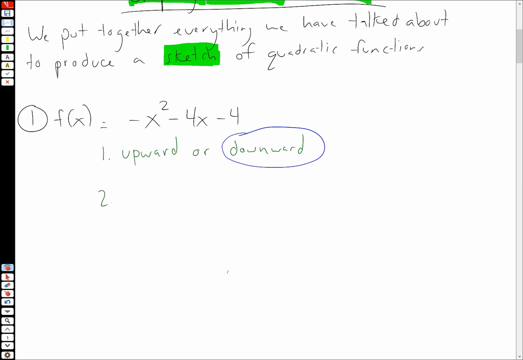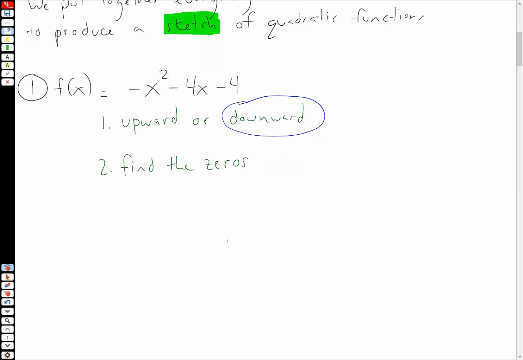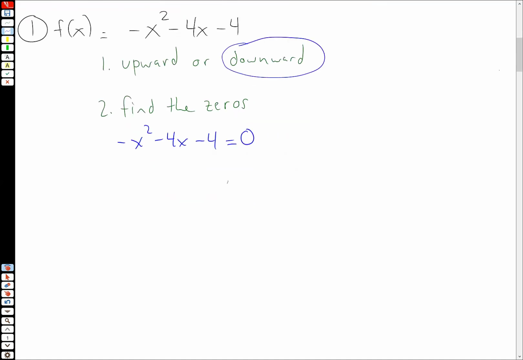2, find the zeros. Finding the zeros will give you a nice point to graph, or an easier point to graph. Now, how do we find zeros? Remember, you take your quadratic equation and you set it equal to 0. Now, what I recommended in my previous video is that if you can, try to factor. Factoring is the most efficient way of finding zeros. However, if you can't factor, then go ahead and use quadratic formula.